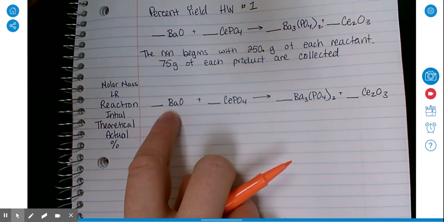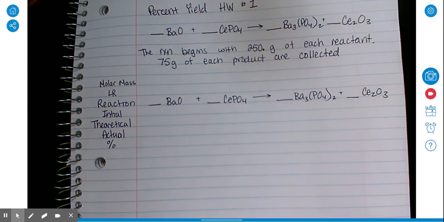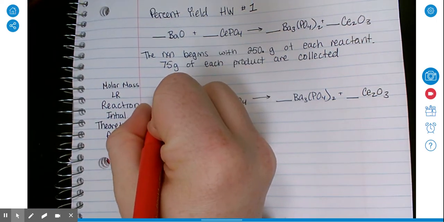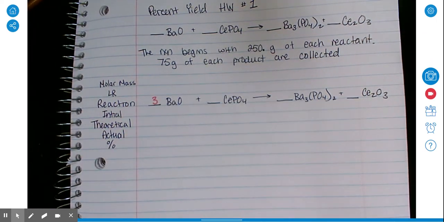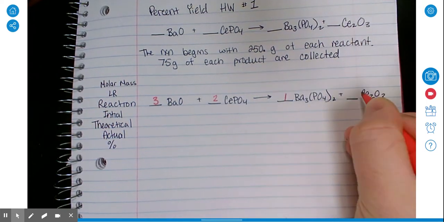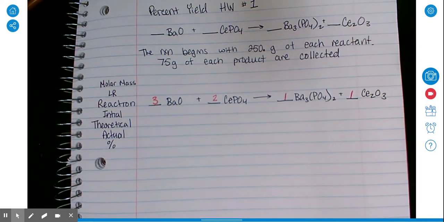So let's see, barium, I've got 1 and then I've got 3. So I'm going to need a 3 out in front here. And 2, 1, 1. So balance the chemical reaction. Go ahead and start filling out what you know.